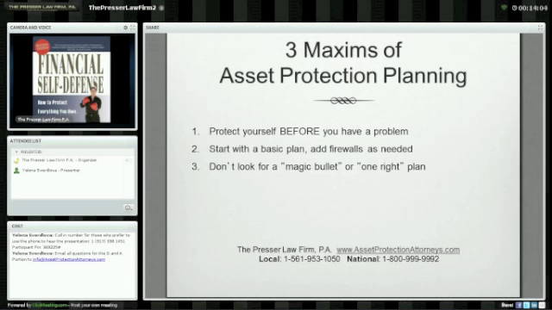And most importantly, don't look for one magic bullet or one right plan. Asset protection is not a cookie cutter type of practice. Any asset protection plan should be individualized and customized and tailored for your individual needs. This is because everybody's personal assets are different and everybody's potential threats and creditors are different. So what might work for me might not work for you and vice versa.